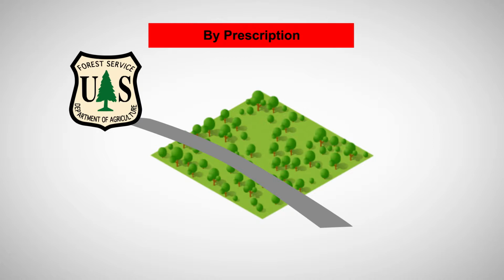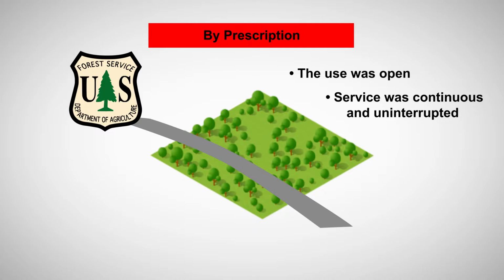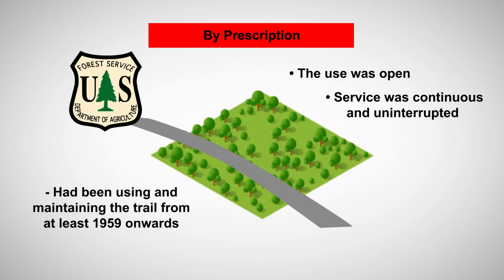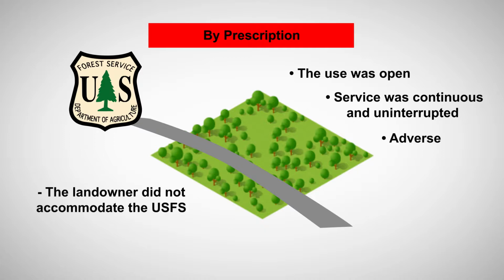First, the use was open because the Forest Service marked trails from 1940 to the present day. Second, the use was continuous and uninterrupted because the Forest Service had been using and maintaining the trail from at least 1959 onwards. And finally, the use was adverse. The landowner did not specifically permit the Forest Service to mark and upkeep trails.